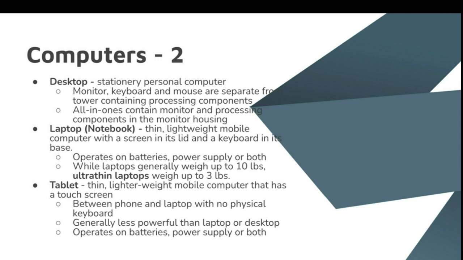A laptop or a notebook is a thin, lightweight mobile computer where the screen is in its lid and the keyboard is in its base. It operates on batteries, a power supply, or both. While laptops generally weigh up to 10 pounds, there's new ultra-thin laptops which weigh up to 3 pounds. A tablet is a lighter weight mobile computer that has a touchscreen. It's somewhere between a phone and a laptop, and it has no physical keyboard. It's generally less powerful than a laptop or desktop, and it operates on batteries, a power supply, or both.